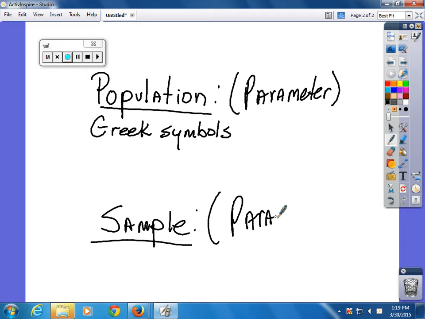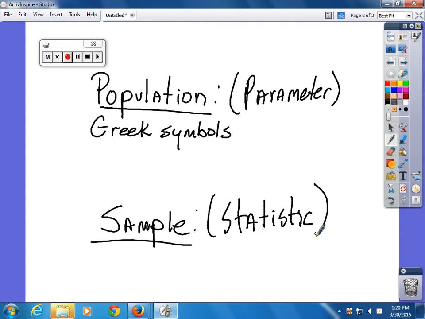The parameter for, I'm sorry, not parameter, it's statistic. Now, statistic is double meaning. I'm not saying statistics, plural. I'm saying singular, statistic, meaning that it is going to be a member of the alphabet, a variable.